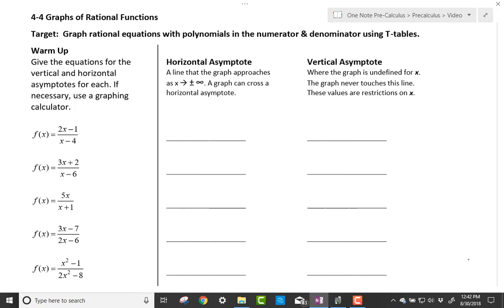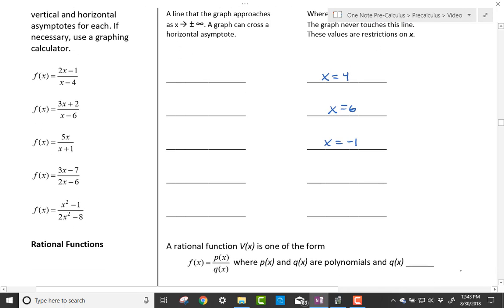When I look at a vertical asymptote, I want to look at where the graph is undefined for x. That means what's going to make the denominator equal to 0. So when I look at this first function, I know that the value of x equals 4 would make that function undefined. In the second one, I know that the value of x equals 6 would make that undefined. In the third one, I know that the value of x equals -1 would make that undefined.